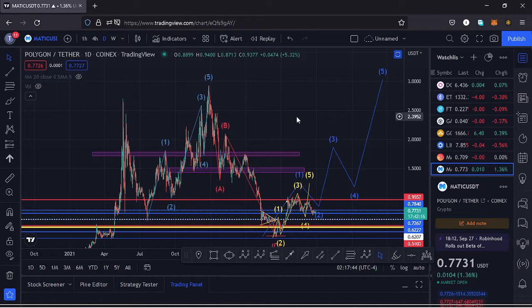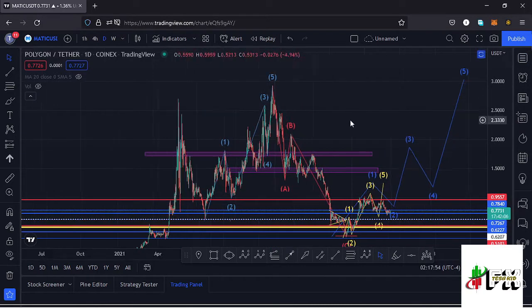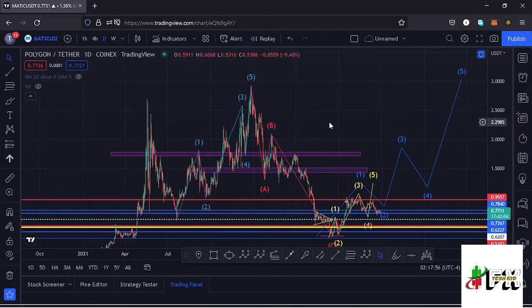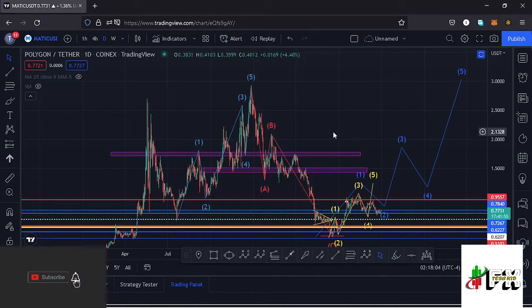In this video I'll be giving you a price prediction update on Polygon Matic, whose current price stands at the $0.7731 mark, and here on TradingView the market is up by 1.36%. I want to give you the key scenarios that I expect to play out, basing my analysis on the Elliott waves and the Fibonaccis, and also the key areas of support and resistance, and also draw out the key chart patterns that we have information on this chart.